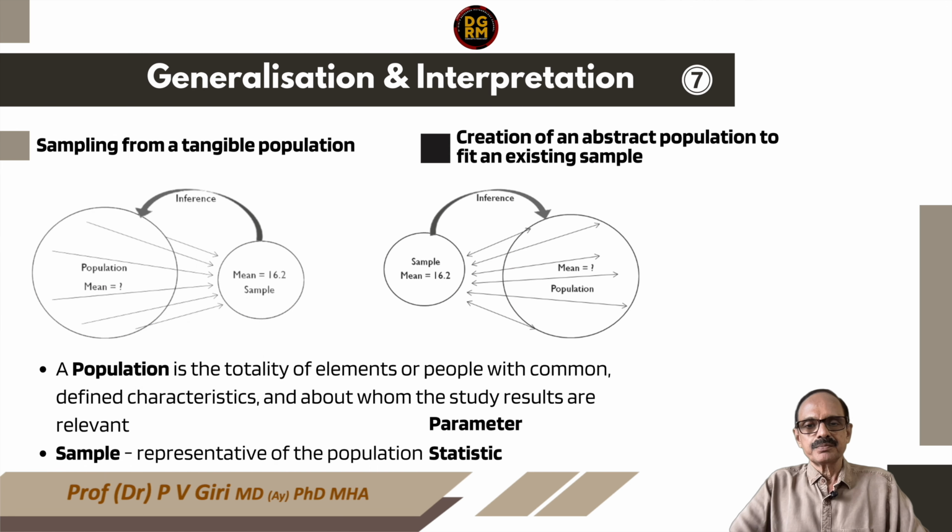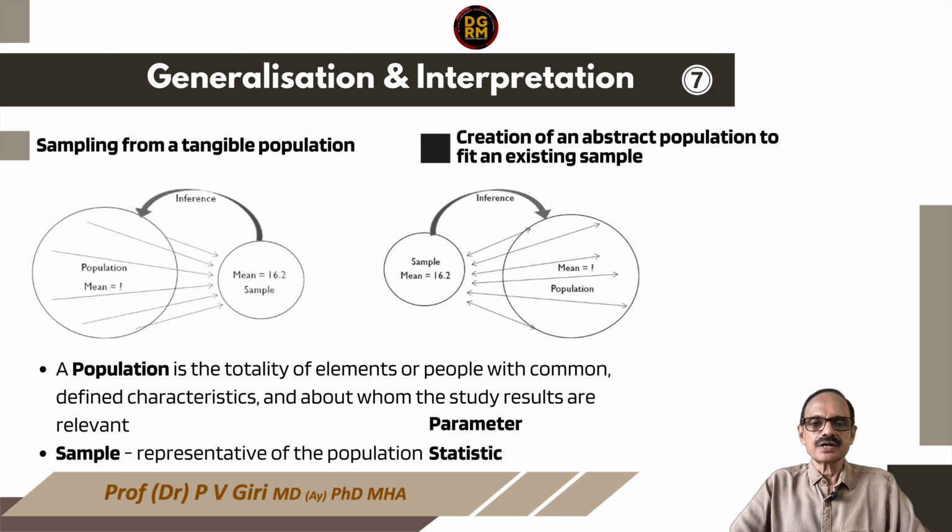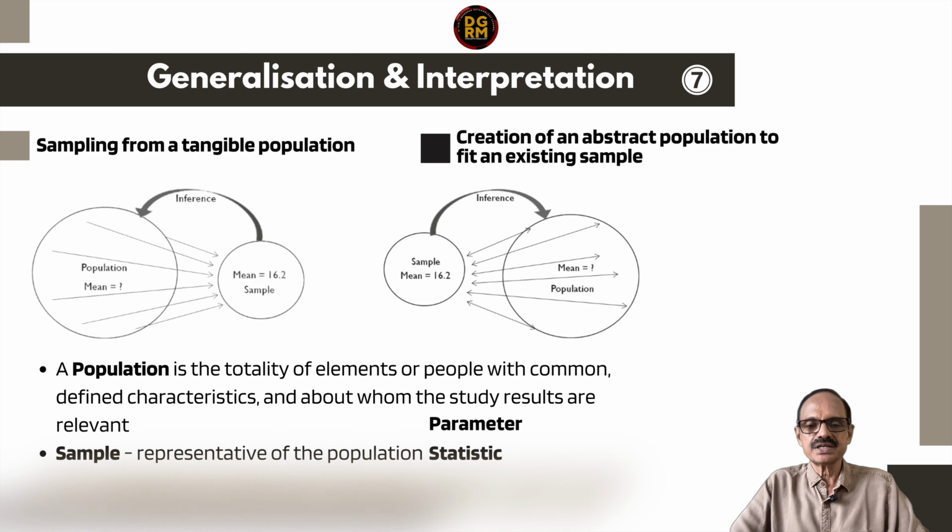Coming to the next step, the wider portion of the hourglass, that is a philosophical concept, generalization and interpretation. You can see that two images are there. One is sampling from a tangible population and another is creating an abstract population to fit an existing sample. Let us see what a sample and a population are. Population is a totality of elements or people with common characteristics. The people or material having common characteristics is called population. The true representative of the population is called sample.